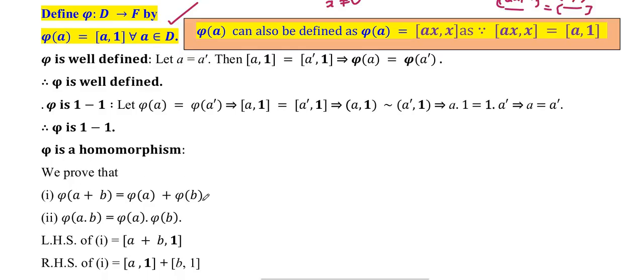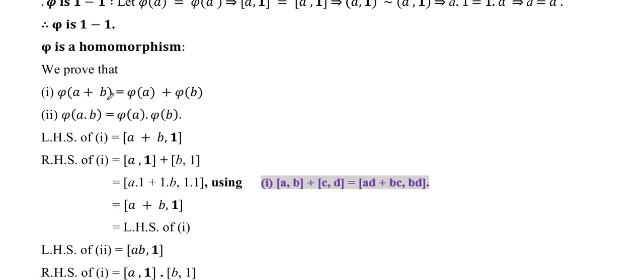Now, to prove that phi is a homomorphism, we prove that phi of A plus B is phi of A plus phi of B, and phi of A dot B is phi of A dot phi of B. Remember, this plus is the plus in D and dot in D. This plus is plus in F, this dot is dot in F. Now LHS of 1, when you consider it, is a plus b comma 1. That is how it is defined. Mapping phi is defined in this way. Whatever element that you have here, that should come in the first place, 1 in the second.